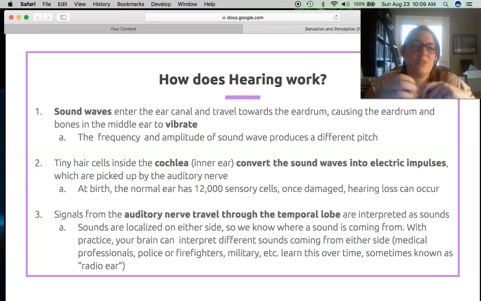So finally, the signals from the auditory nerve are traveling to the temporal lobe to interpret sounds.